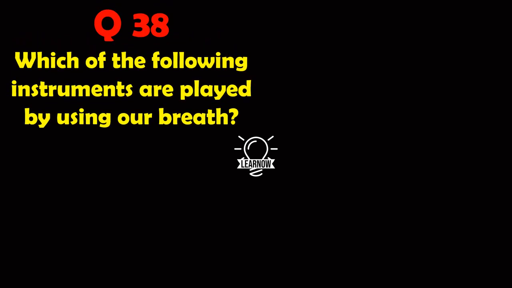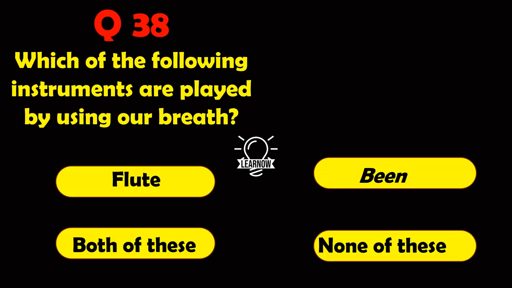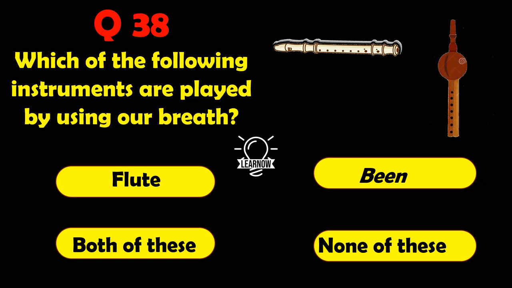Next, question number 38. Which of the following instruments are played by using our breath? We have the options: flute, bean, both of these, or none of these. As we all know, we use our breath to play flute. At the same time, we use our breath to play bean as well. So both flute and bean, both of these will be the correct answer. We use our breath to play flute and bean both.